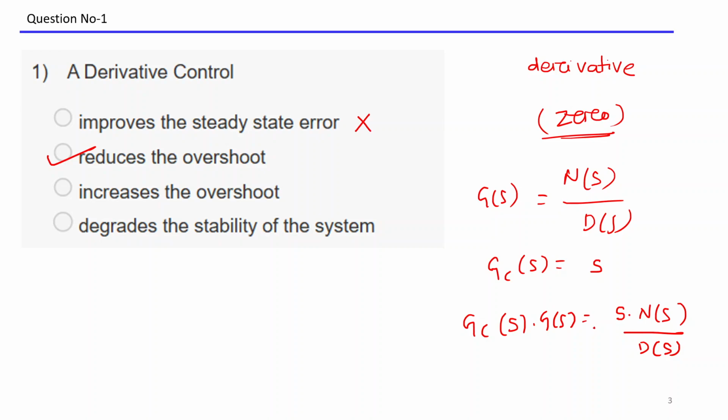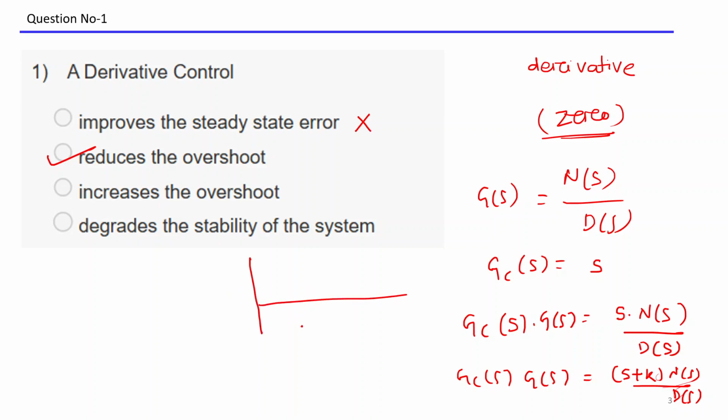If you are adding a zero not at the origin but a finite zero somewhere, then the transfer function Gc(s) into G(s) becomes something like s plus a constant. The constant can be any value, like 1 or 2, with the numerator by denominator. So you are adding a finite zero. What will happen if you add a derivative term? It reduces the overshoot of the system.